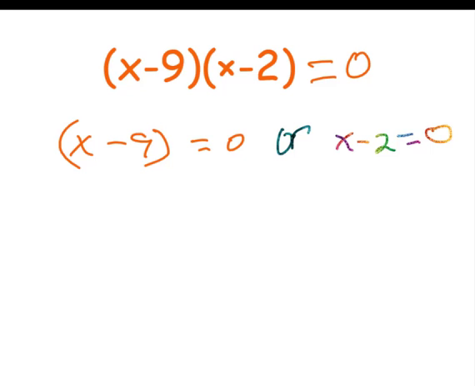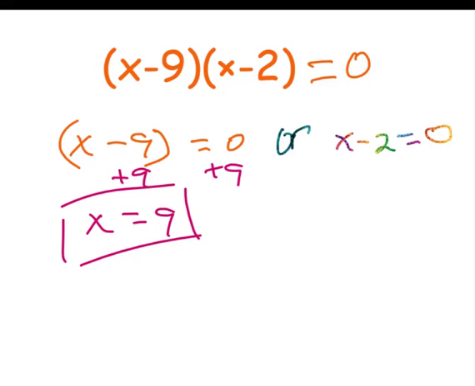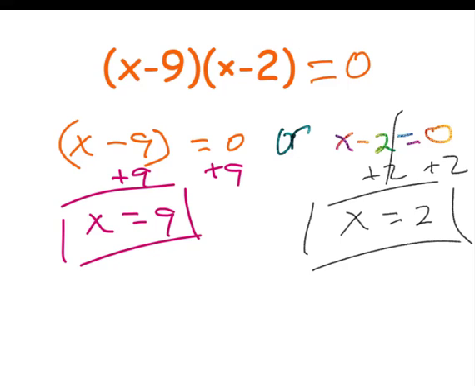Add 9 to both sides. That's what we're going to do. So plus 9, plus 9. x equals 9. Here, add 2 to both sides. Plus 2, plus 2. x equals 2. Remember, or. The answers are 9 or 2.